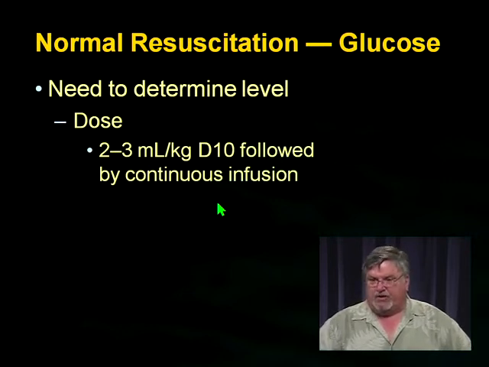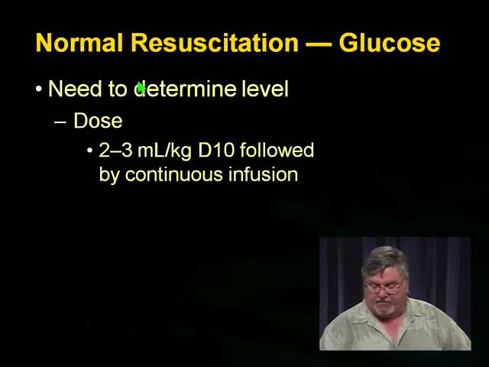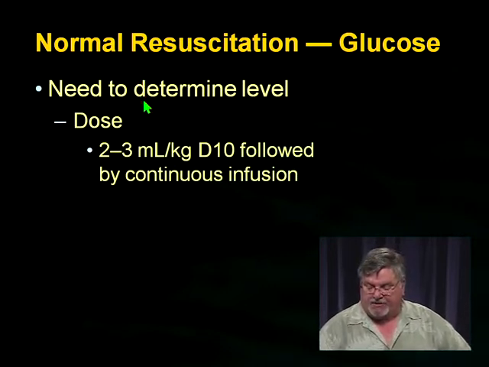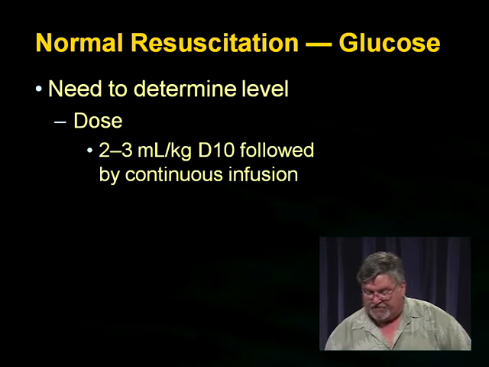Resuscitation, glucose. So people don't think about glucose. They think about epi. They think about bicarb. Sometimes they think about calcium, which is really funny. But glucose. So again, useful to determine a level. And the thing we want to avoid is high swings in glucose. So we don't use concentrations higher than D10. And we give it by continuous infusion if we can.